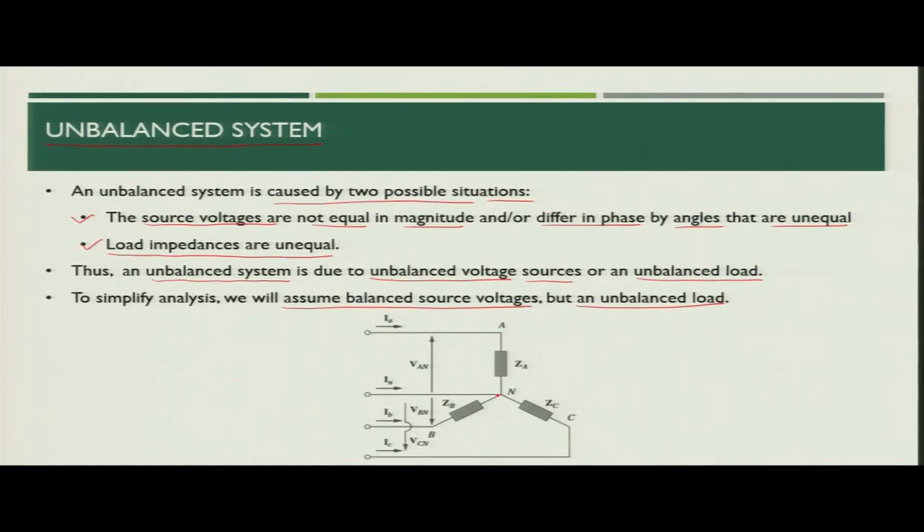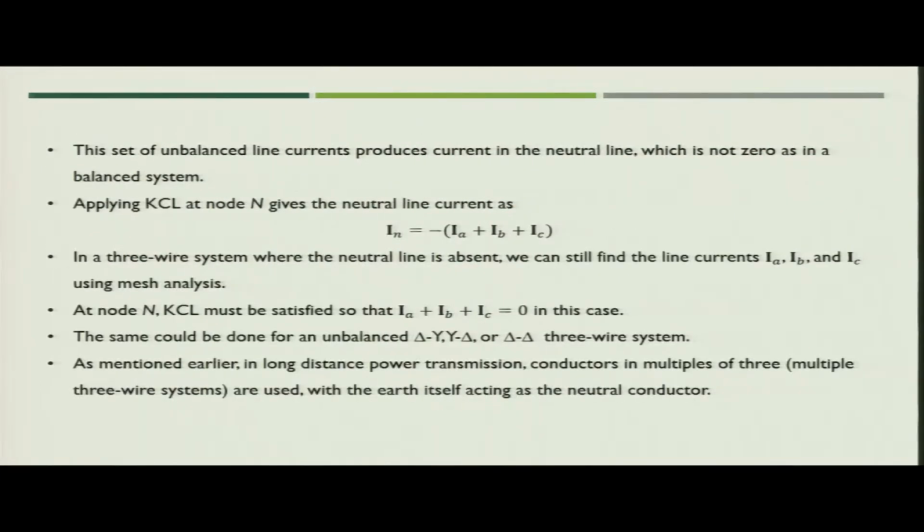V A N, V B N, V C N are the voltages across the individual phase impedances. Now, this set of unbalanced line currents produces current in the neutral wire, because the sum of the line currents, I A plus I B plus I C, will not be 0, which we saw in the case of a balanced system. If we apply KCL at node N, we get the neutral current I N equal to minus of I A plus I B plus I C.